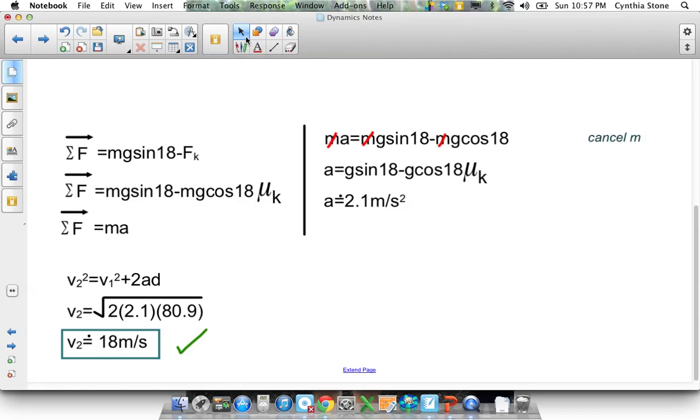Anyways, those are a few examples using inclined planes. I hope that helps you with your assignment questions and your tests and just your overall understanding. That's it.